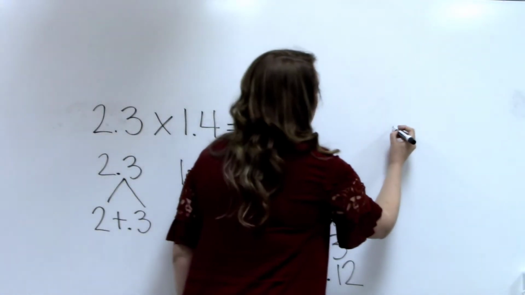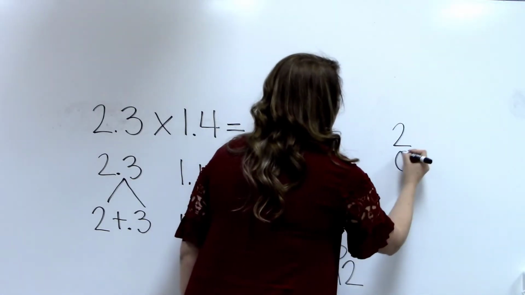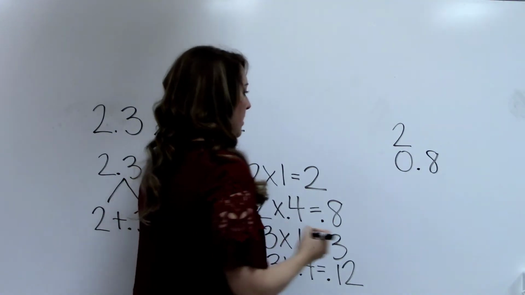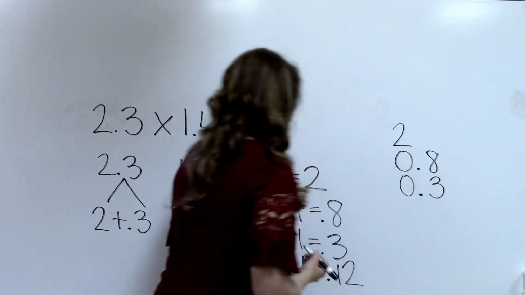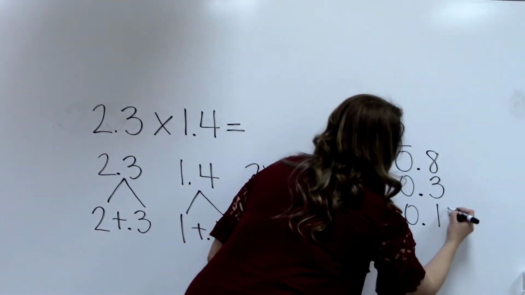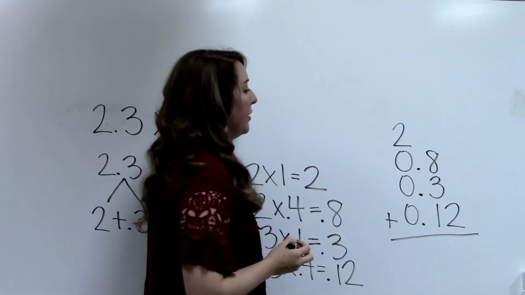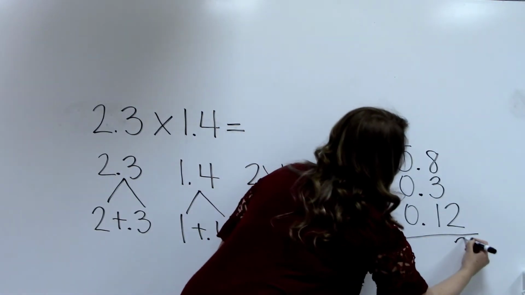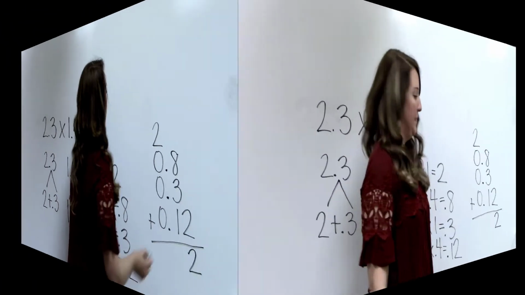So I'm going to take 2 whole and I'm going to add 8/10, and I want to have this lined up according to place value, plus my 3/10 plus my 12/100. And I'm going to add these together. So I have 2 hundredths, and I have no other hundredths to add that to, so that is 2 hundredths.